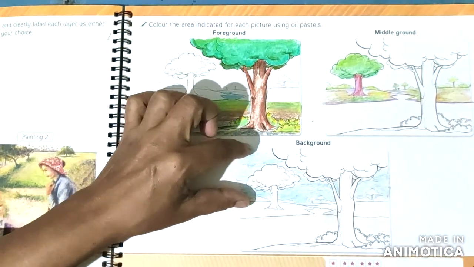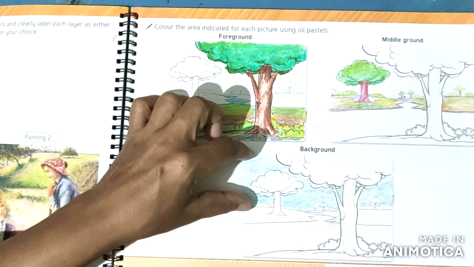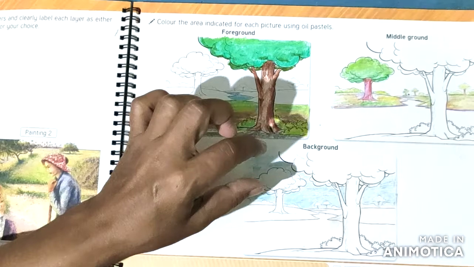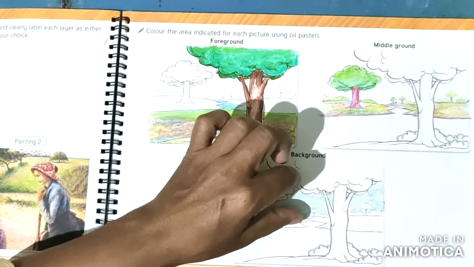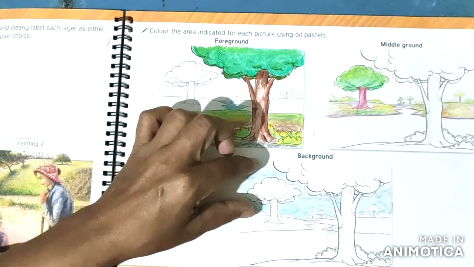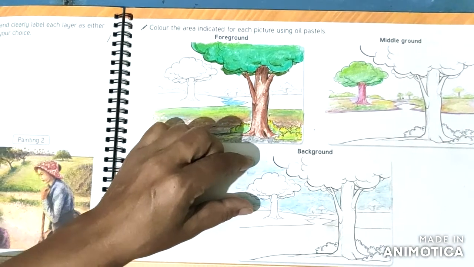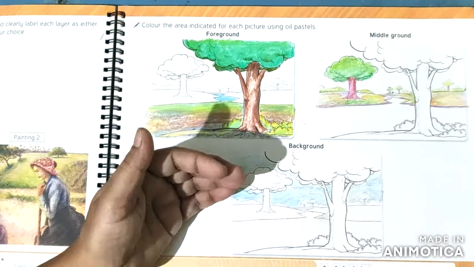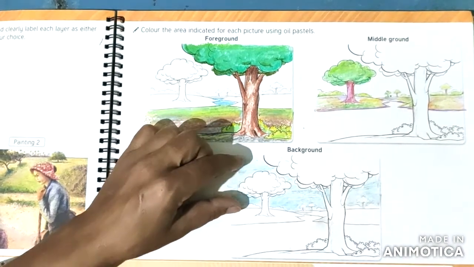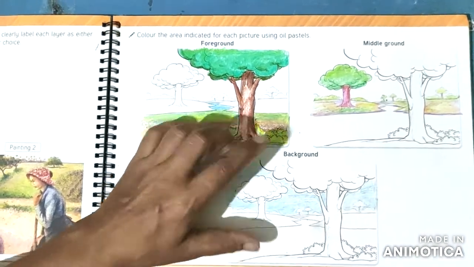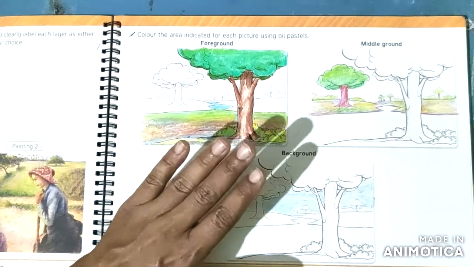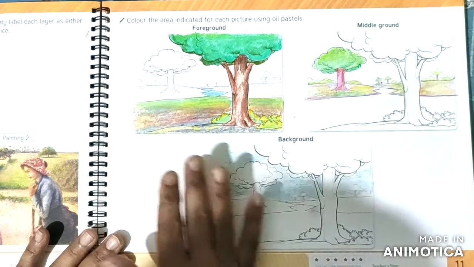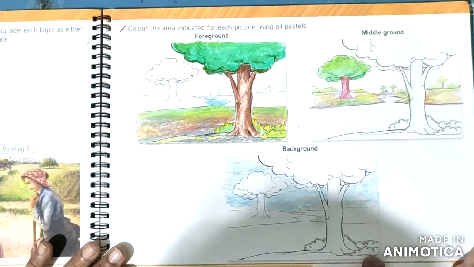Now come to the background. Background is very far from us, so give there shades which are very faint, not so bright, not so dark. Now this activity I completed in my point of view. You also try this, but give your own choice.